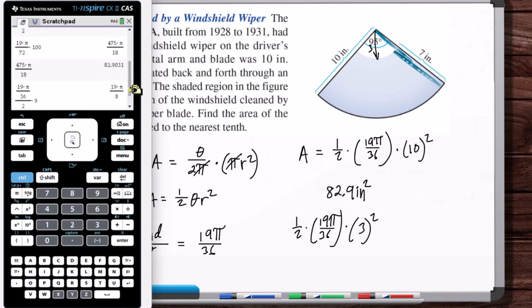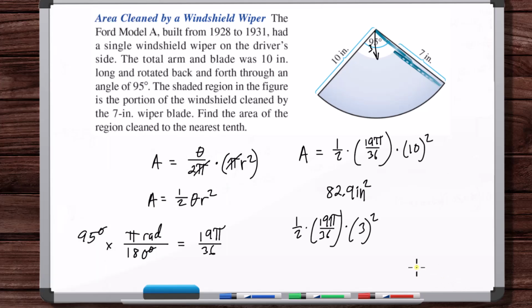Okay, so what we want to do is take the area of the full sector and subtract this smaller one from it. So about 75.4 square inches. That's the area cleaned by the windshield wiper blade.